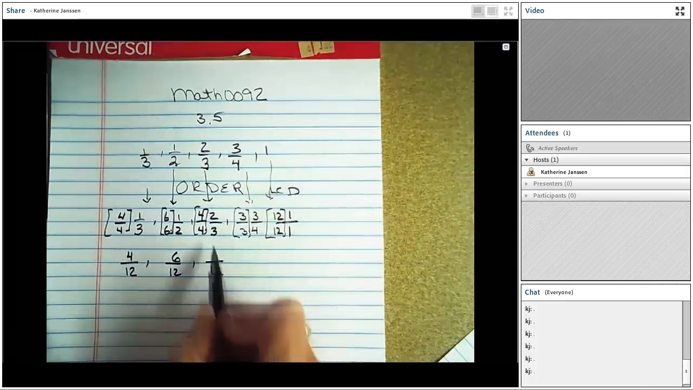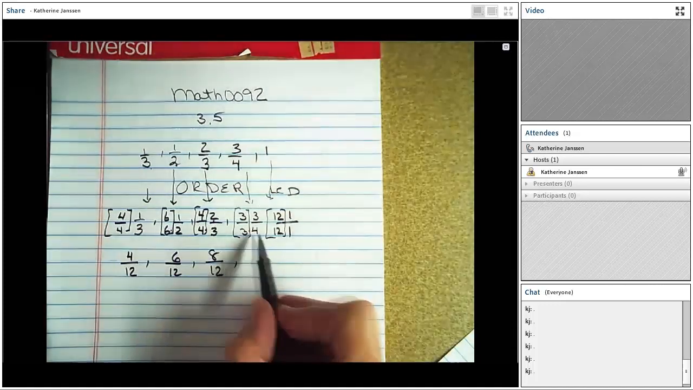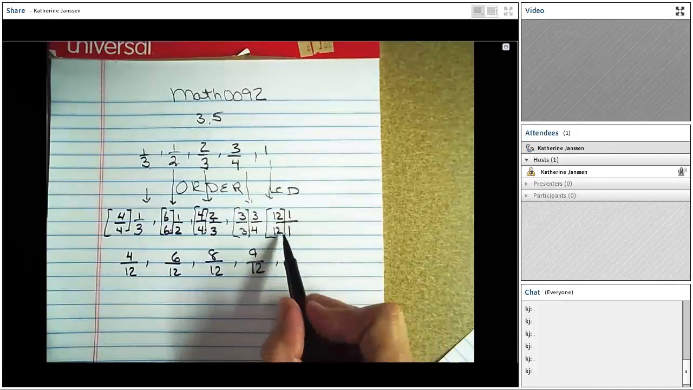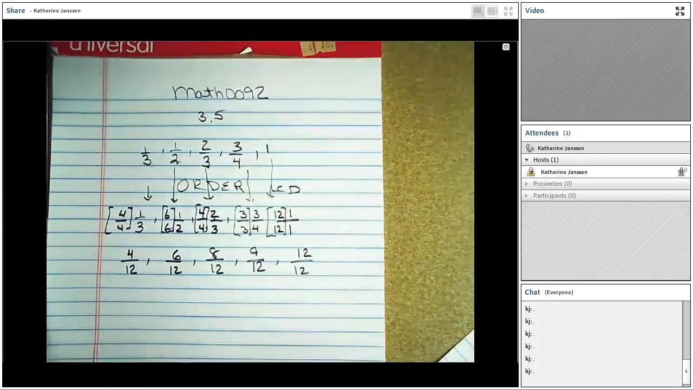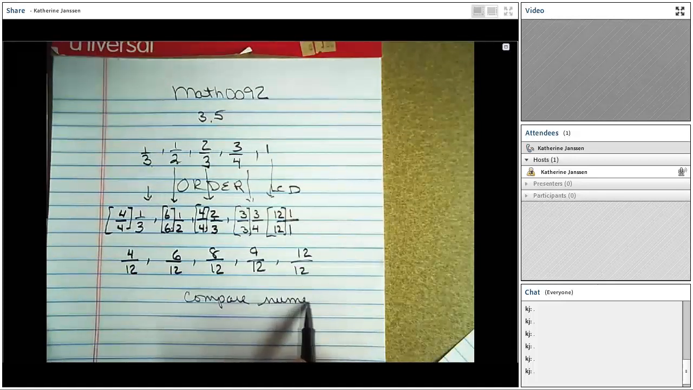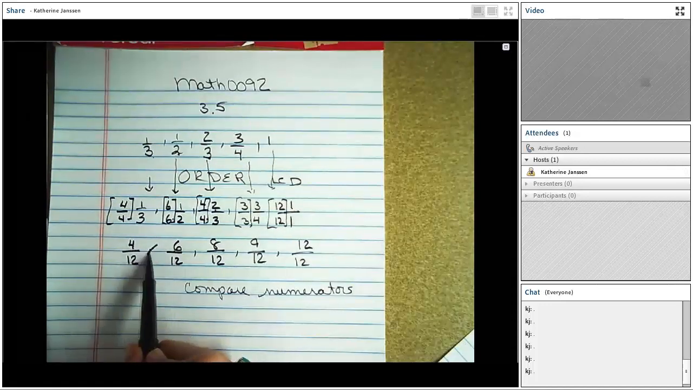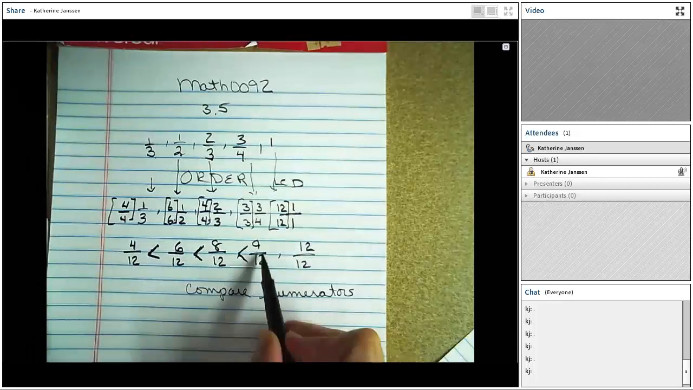Denominator, I have 12s. 4 times 2 is 8 12s. 12s for the denominator. 3 times 3 is 9. And 12s for the denominator. And 12 times 1 is 12. Now we compare numerators. Once we have a common denominator, we can compare order by comparing the numerators. And 4 is less than 6, so yes, sure enough. And 6 is less than 8. 8 is less than 9, and 9 is less than 12.